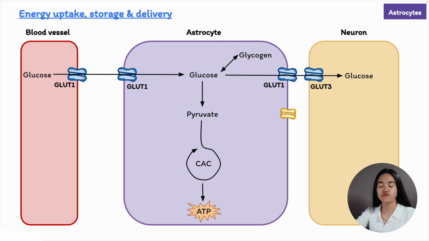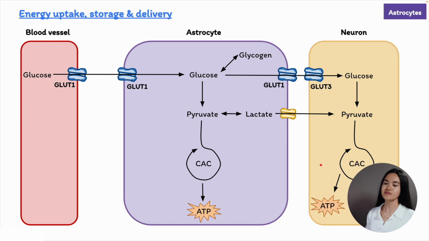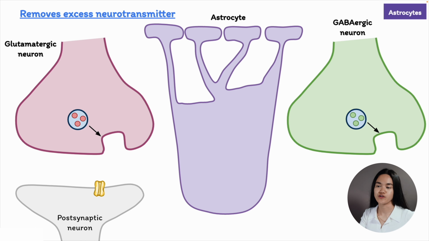Now remember that pyruvate also produces lactate. So this lactate can be transported to neurons and be used as an energy substrate. So it can be converted to pyruvate and enter the citric acid cycle to produce energy. And that's how energy is used and delivered. A simple overview. Let's move on to the next function, which is how astrocytes remove neurotransmitters.